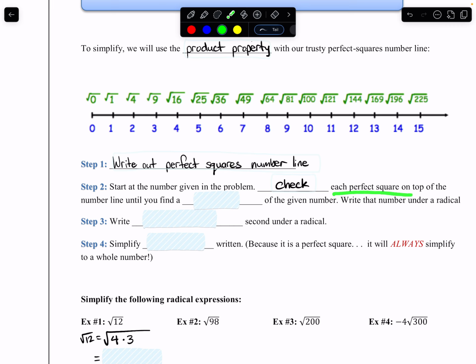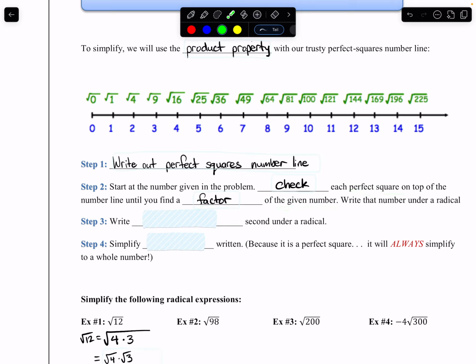We want to check each perfect square to see if it's a factor of 12. So is 225 a factor of this number? And really, we can skip all of these, because 16 through 225, those are all bigger than 12. They're not going to be factors of 12. 9 is the first perfect square that is less than 12. And if we ask ourselves, is 9 a factor of 12? It's not, right? 9 does not go into 12 evenly, but 4 does. So that's what we did here, is we found a perfect square that's a factor of 12.